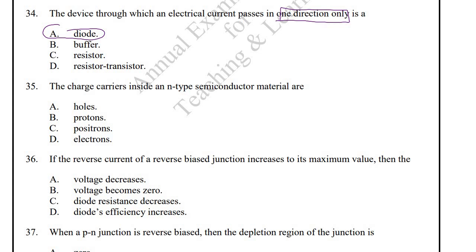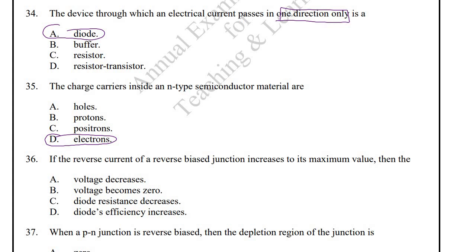The charge carriers inside an N-type semiconductor material. We know that N-type is a doped semiconductor in which group 4 elements are doped with elements of group 5, or the pentavalent atom, in which the 4 valencies of the semiconductor are fulfilled with 4 electrons present in the pentavalent atom, with 1 electron left. So the majority charge carriers in an N-type semiconductor are electrons. So option D is the right answer.